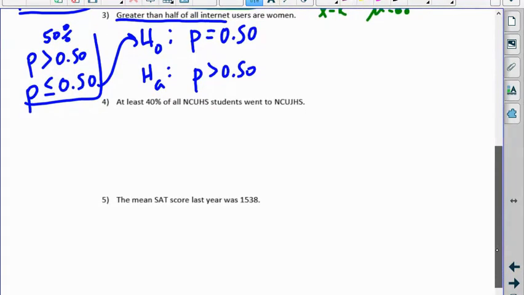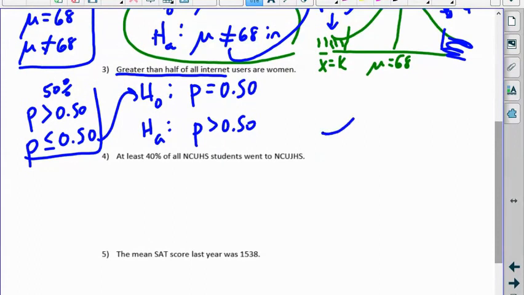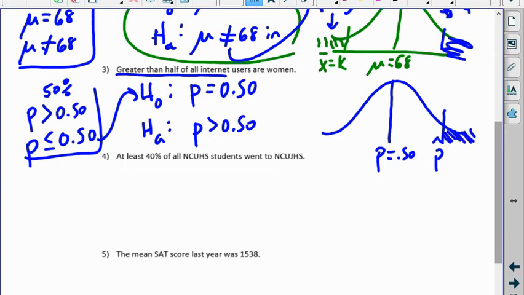Okay, you want to try these two and I'll walk around. Here, I'll draw it out too, by the way. This P would have been in the middle. They would have given me some P hat value. It would have been on this side. And they would have been wondering if this probability is so small that it's unusual to happen if in fact our middle is 0.5. That's what they would have been looking at.